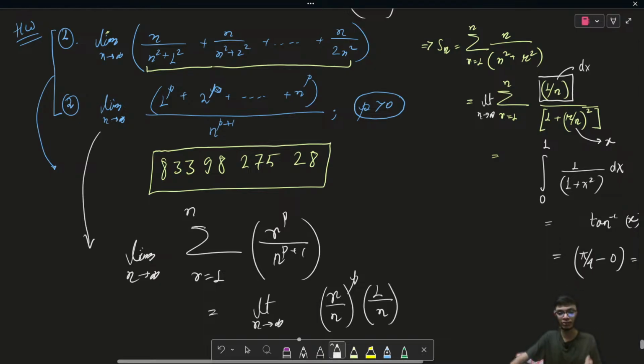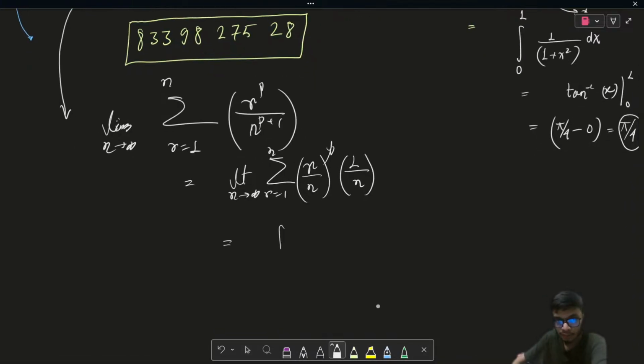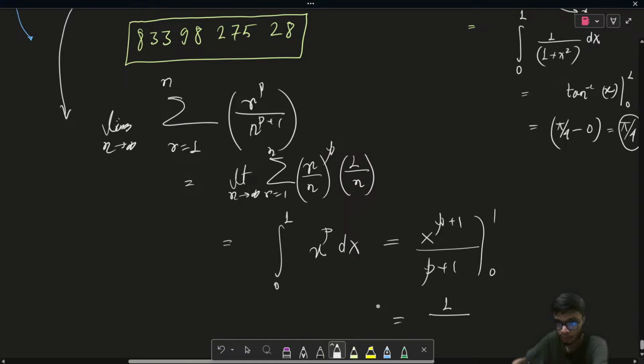And again we're going to do the same thing: whenever we look at these kinds of problems, wherever we see r upon n, we just replace that with x, and 1 upon n goes with dx. So this will be the integral going from 0 to 1 of x to the power p dx. If I simplify this, it is x to the power p plus 1 whole divided by p plus 1 within the limits 0 to 1, which is equal to 1 upon p plus 1.